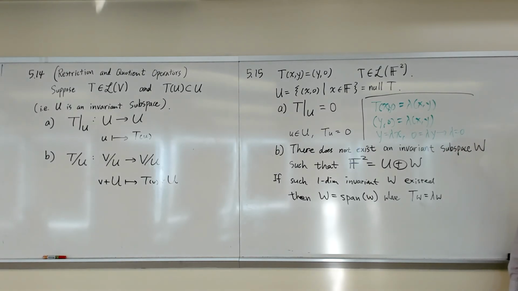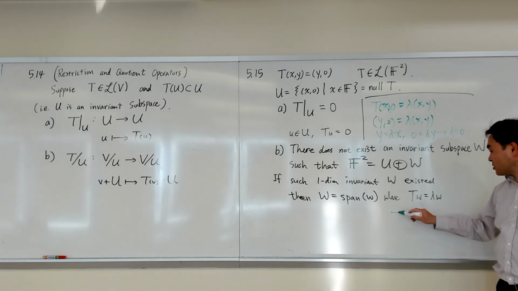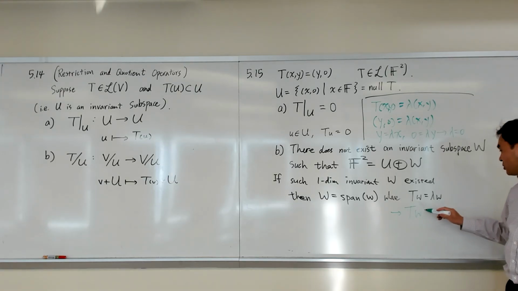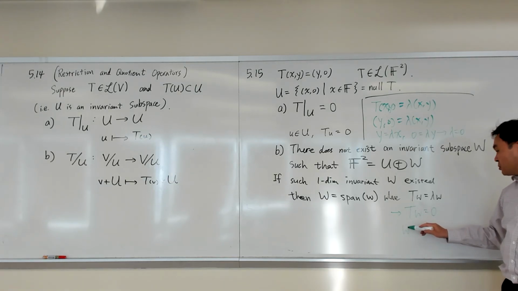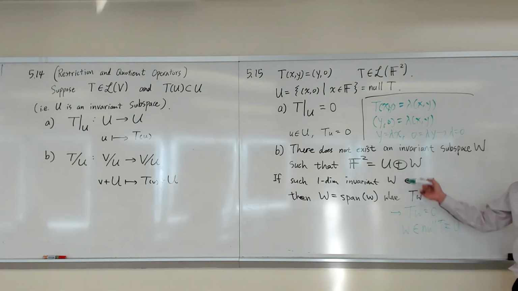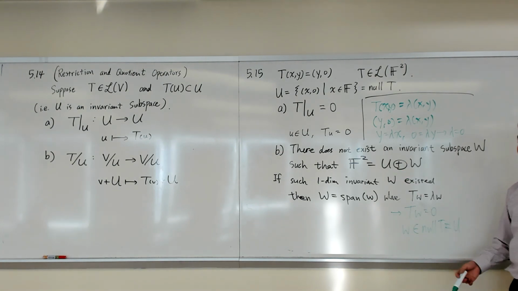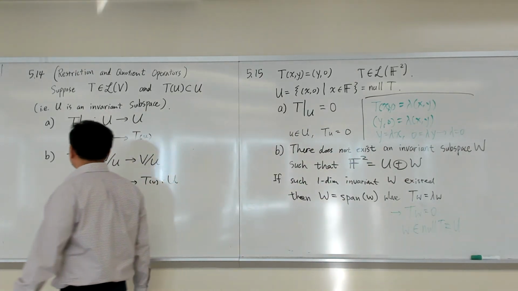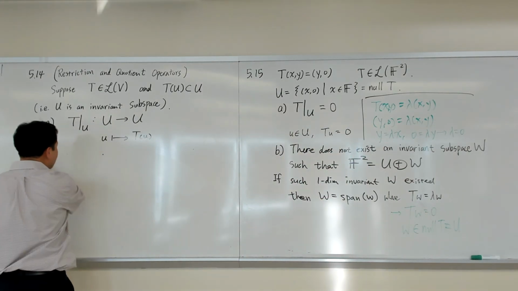Okay? But if we know that lambda is 0, look at what this says. This says T of w equals 0. Which means w belongs to where? The null space of T, which is in U, which is equal to U. So that means this is not a direct sum. So it fails. That's why there does not exist an invariant subspace W, which is a disappointment.